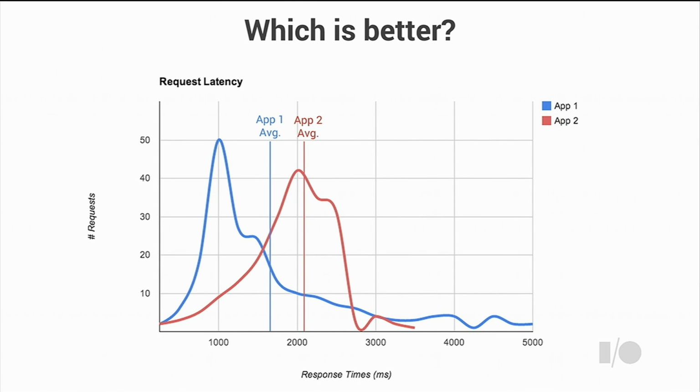If I was to show you a quick little graph of two applications that have a latency curve that looks like this, which do you think is better? I hear two, I hear one, I hear a little bit of both. You're probably sitting there saying, you just told us that averages aren't the right thing. So, of course, the answer is, it depends.